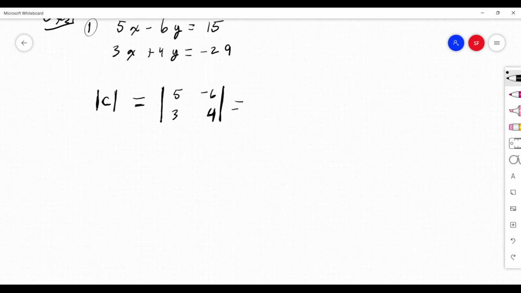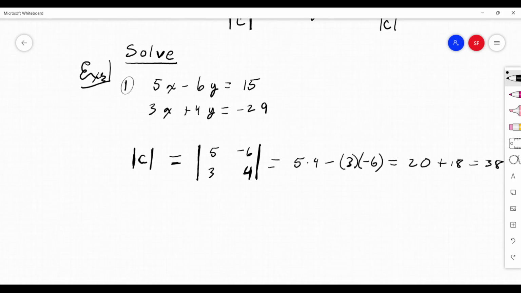So the determinant of C is 5 times 4 minus 3 times negative 6. So it equals 20 plus 18, which equals 38, right? Questions? We did that fast, but it's kind of baby math. Okay. So that's our C.